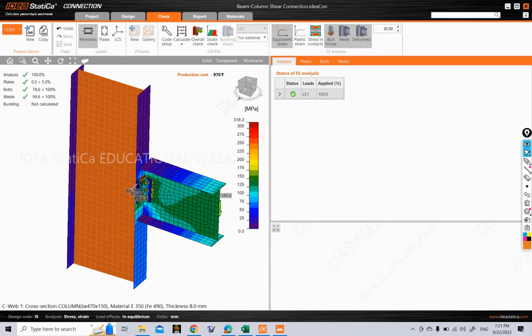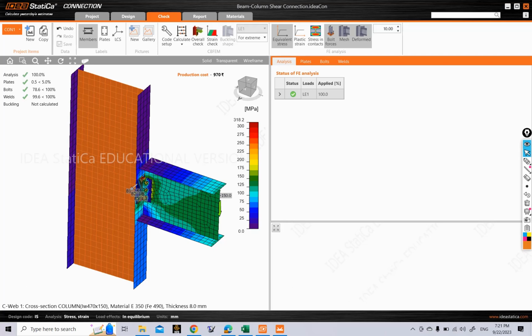Welcome to another one of our lectures in our lecture series on design of structural steel connections. Today we will be looking at some more interpretation of design results in IDEA StatiCa. We are looking at the design of a beam column shear connection.